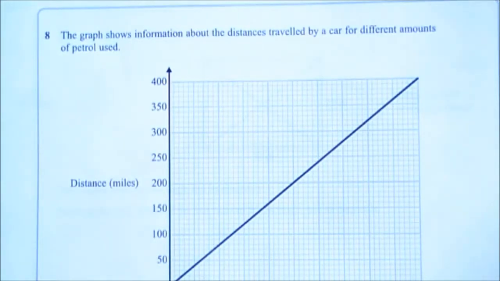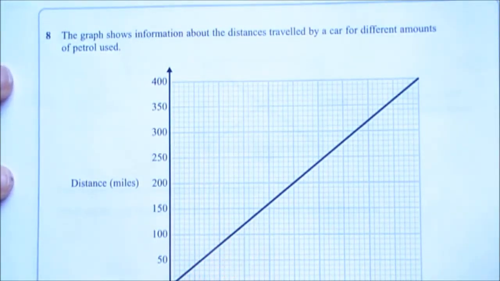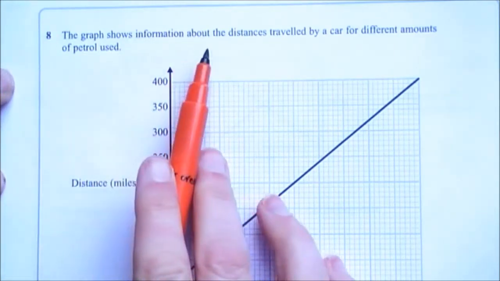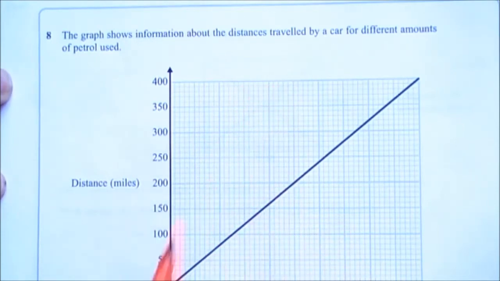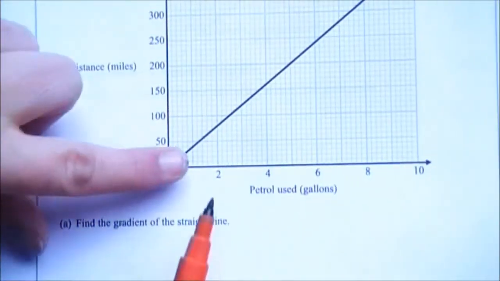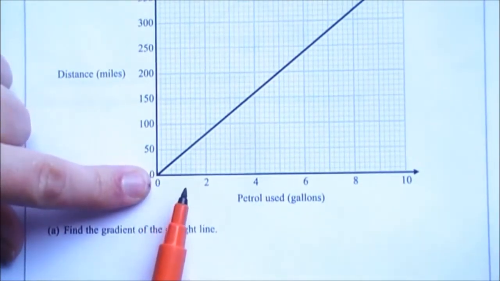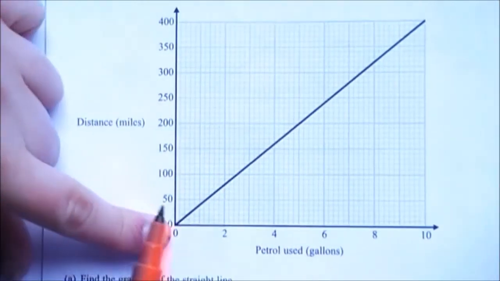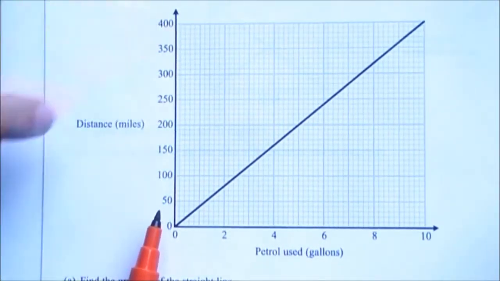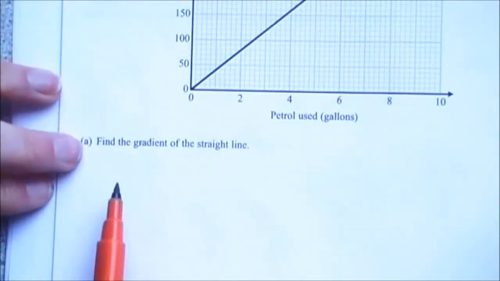Question 8 is not a straight line graph question necessarily. It's about the gradient of a line and being able to interpret the gradient of a line. So the graph shows information about the distance travelled by a car for different amounts of petrol used. So familiarise yourself with the graph. This is the amount of petrol used in gallons. This is the distance that you get from that amount of fuel.